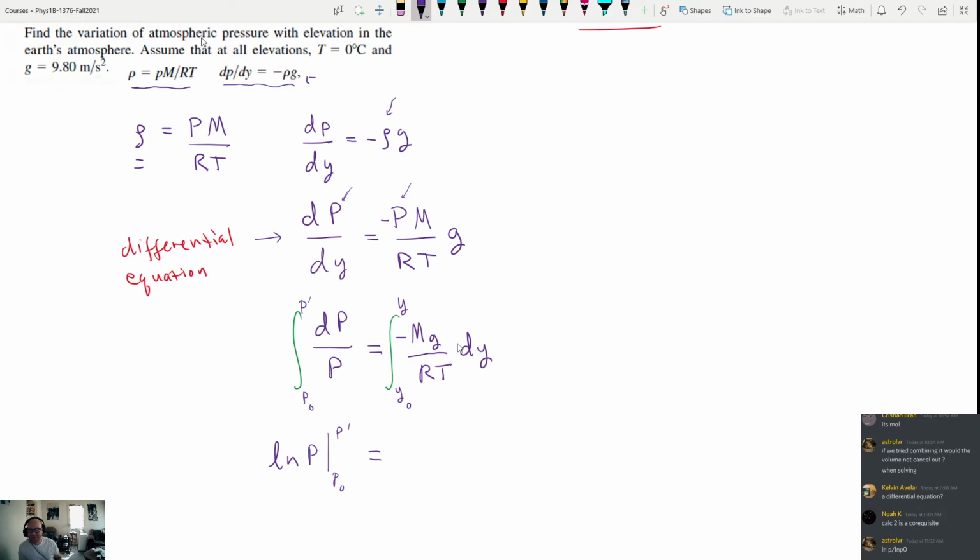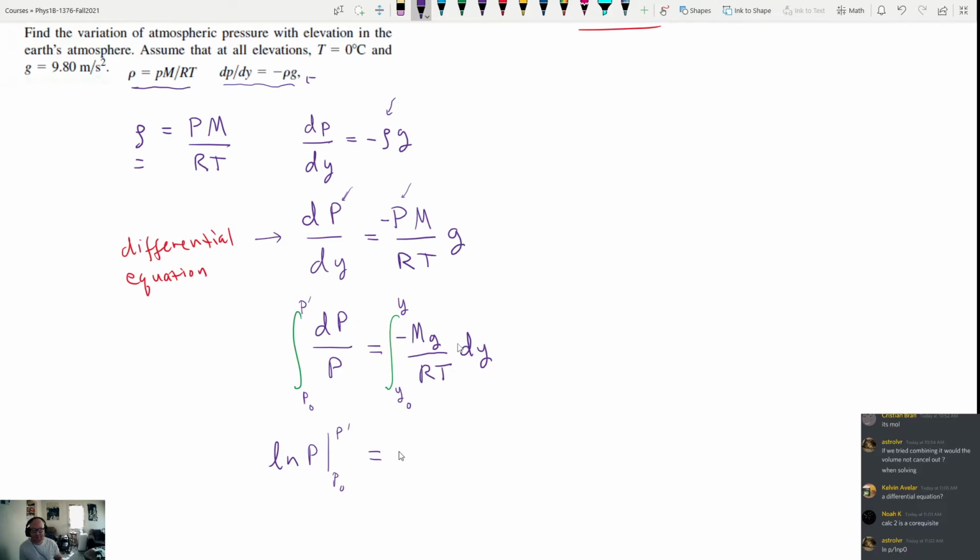It says find the variation of atmospheric pressure with elevation in the Earth's atmosphere. So gravity does vary as a function of y, but the variation is extremely small within the atmosphere because the atmosphere only goes like 30 kilometers up, and within that tiny height, the gravity is not going to change enough. Temperature shouldn't change because we're assuming the temperature is constant, and the molar mass of the air shouldn't change either. There's no reason it would change.